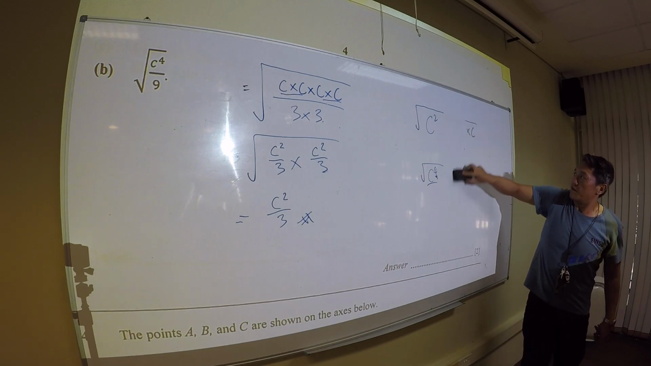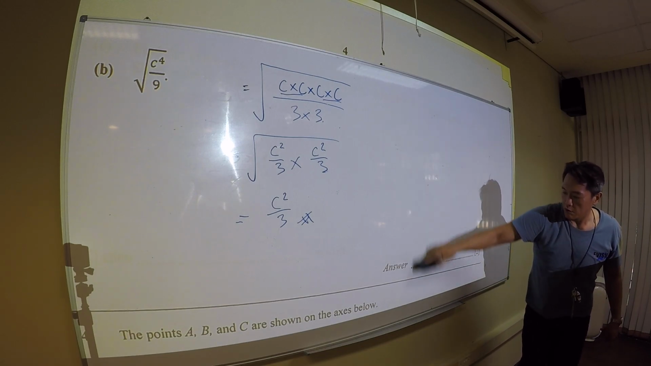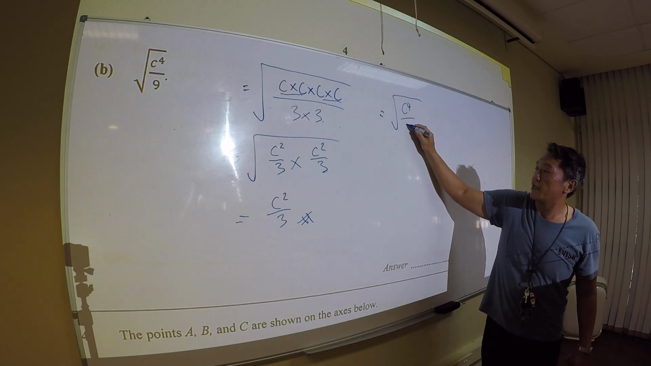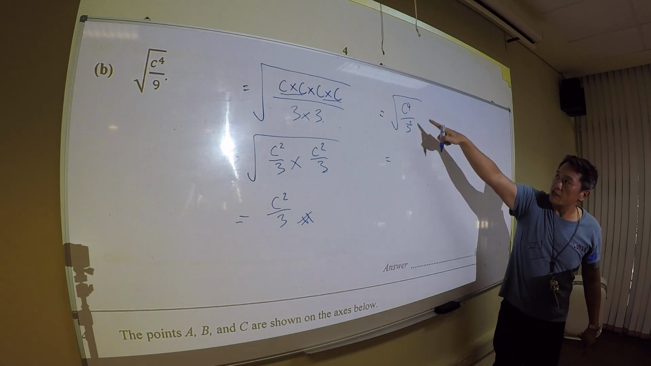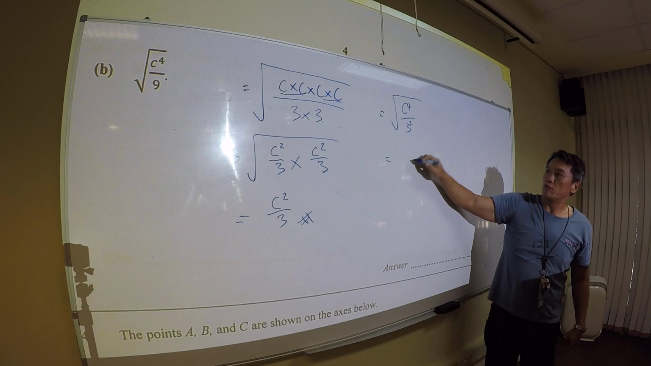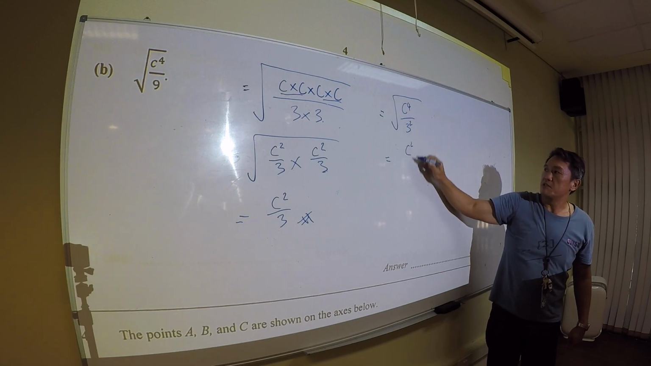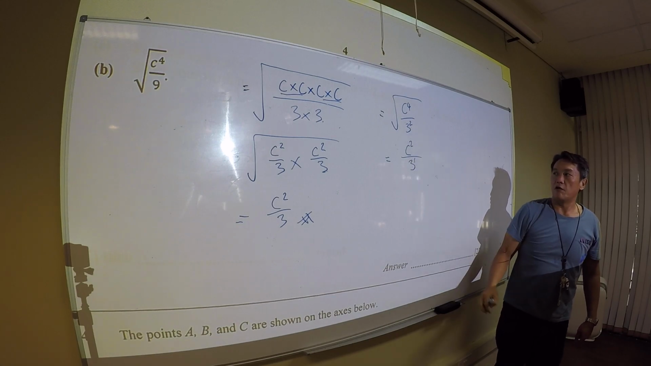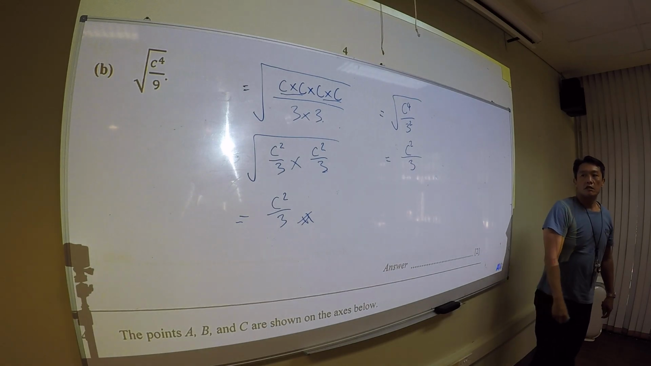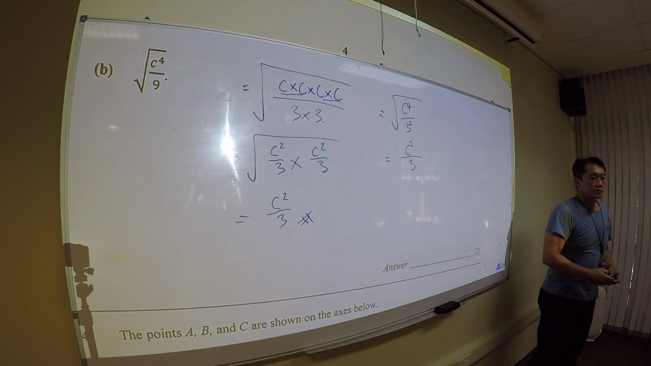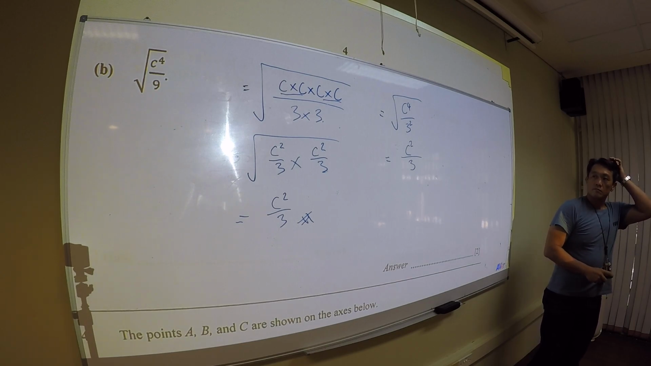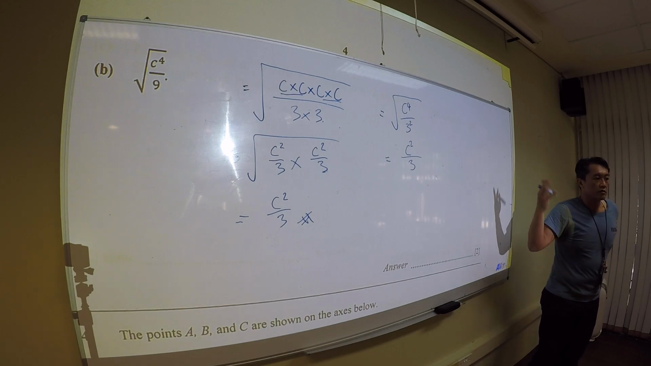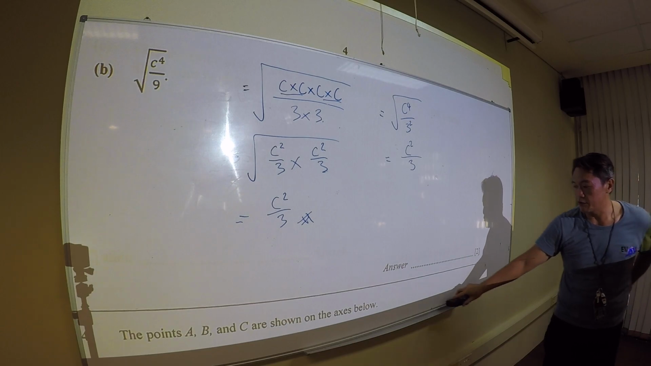But if you go by the rules, also no problem. For C4, 9 can be written as 3 squared. Taking the square root, just divide the index by 2. So C to the power of 4 becomes C to the power of 2. 3 to the power of 2, 2 divided by 2 becomes 3 to the power of 1, which is just 3. Same answer. So that is the basic understanding of what a square root is.